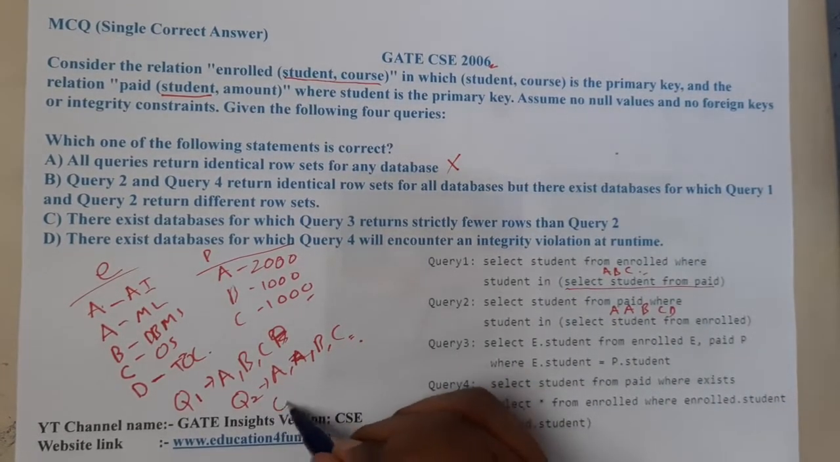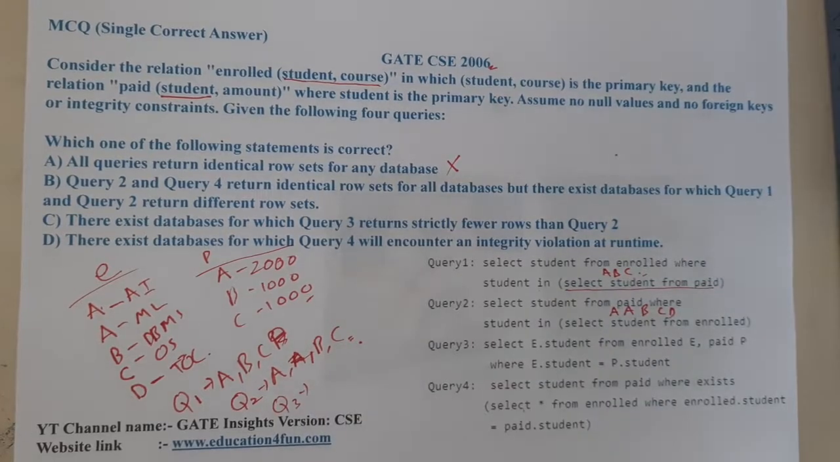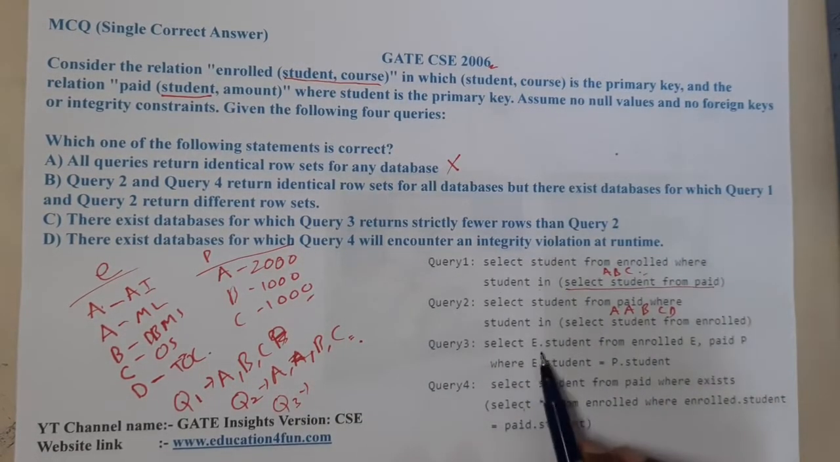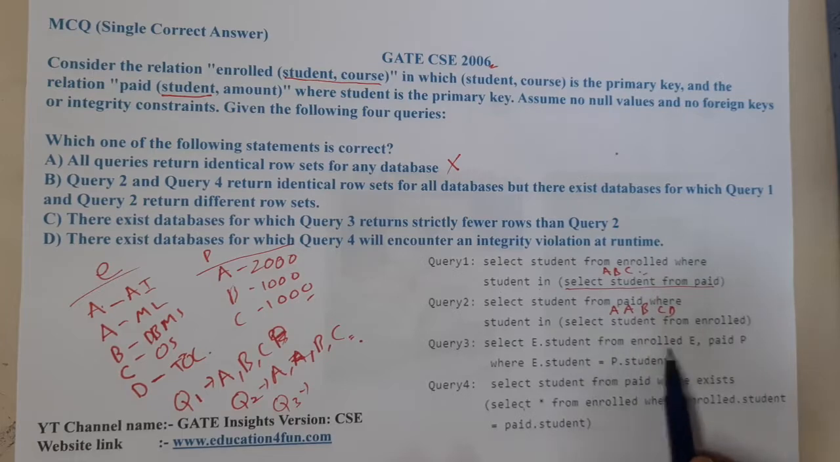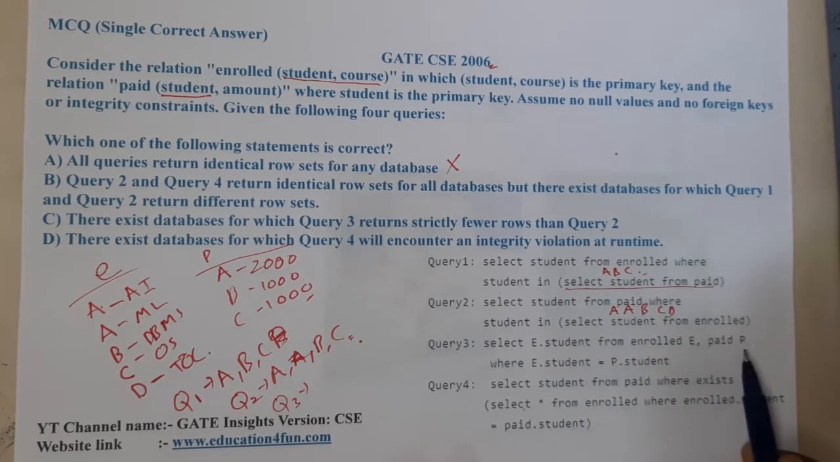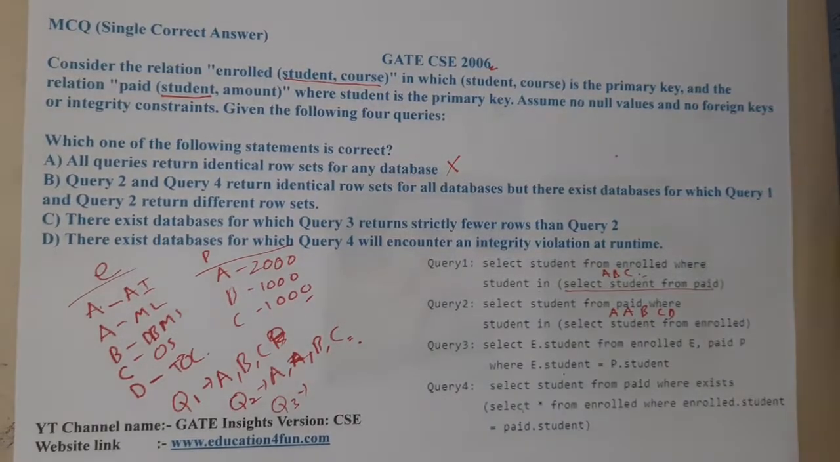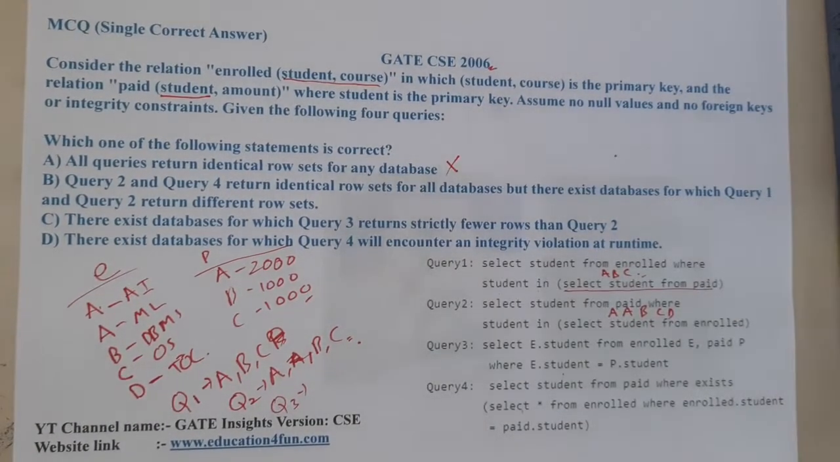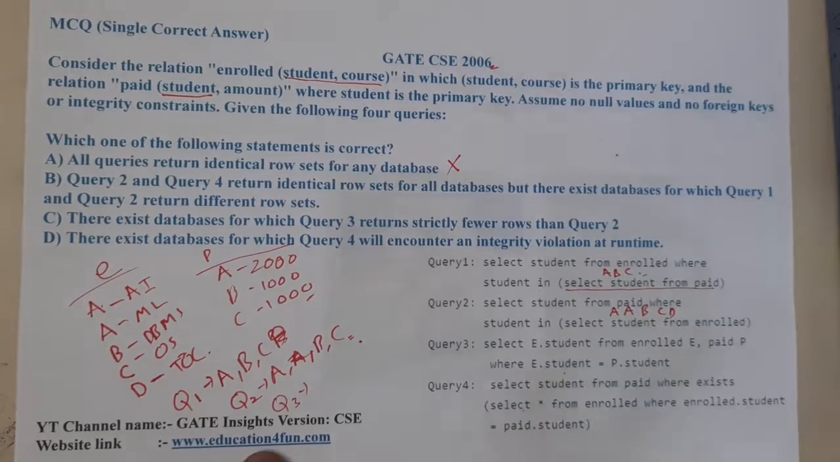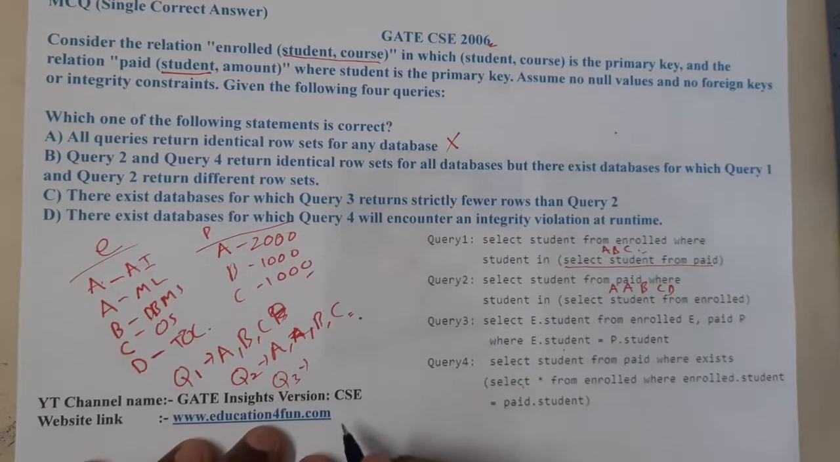Let us try query 3 also. I want to try every option, guys. Query 3: select E.student from enrolled E, paid P where E.student is equal to P.student. Indirectly here we are going to perform a Cartesian product and create a single table at the end, right?